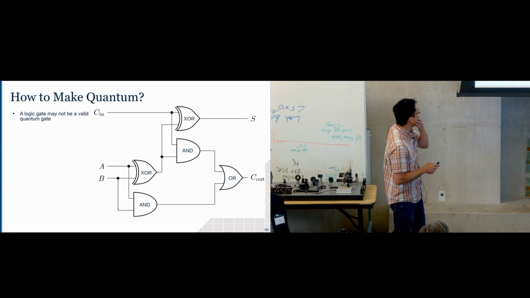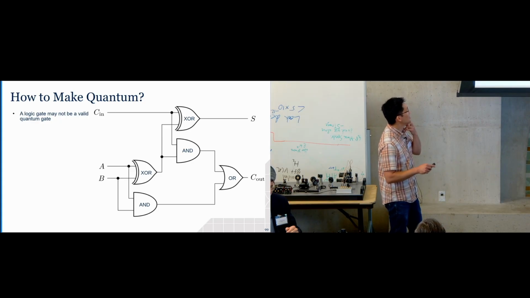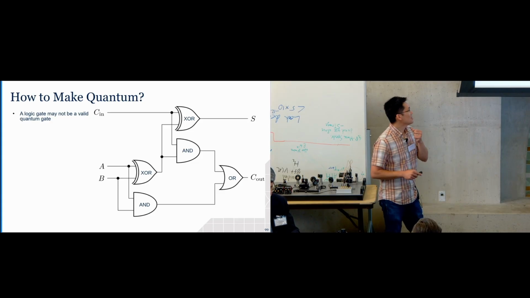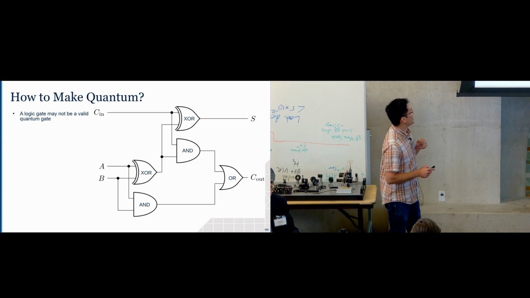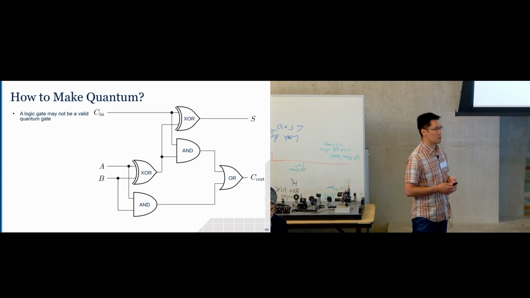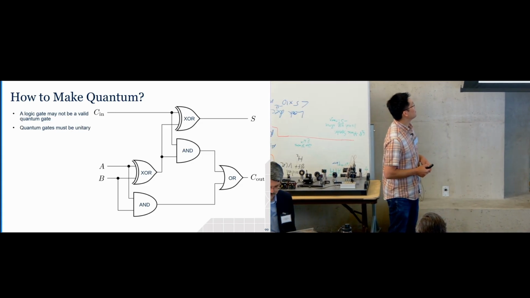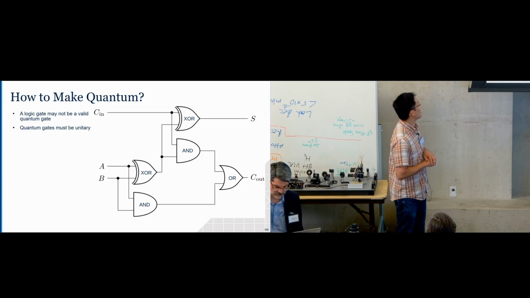OK. So what we want to do is take this full adder circuit and turn it into a quantum circuit. But one of the things is that a logic gate may not be a valid quantum gate. A quantum gate has to correspond to a unitary matrix. It has to preserve the probability. And so you can't just replace it directly. It's a little bit more complicated than that.